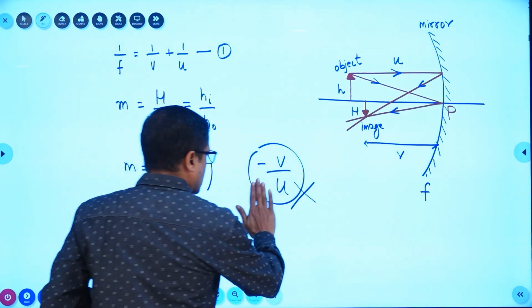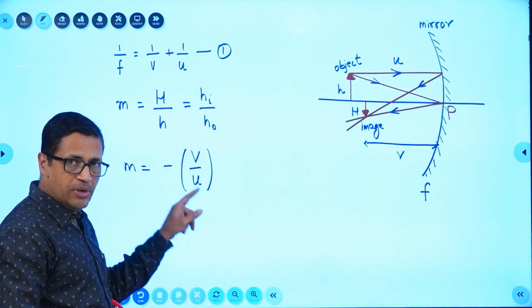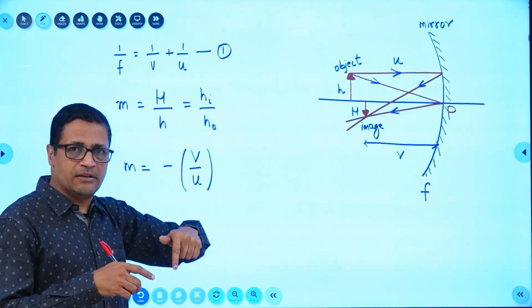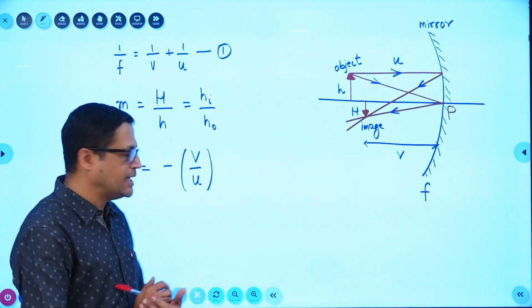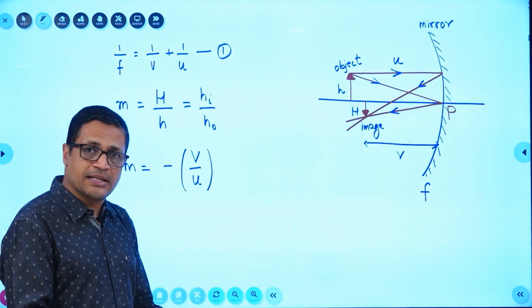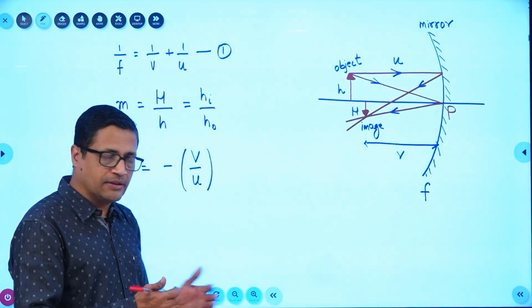So don't use this approach. Don't use this approach at all. Minus of v by u. This is a formula in which we had to apply sign convention to figure out where the image was. We have done a session on that. I hope you have seen that. And this is also a formula where we have to apply sign conventions. This is also a formula where we have to apply the sign conventions.